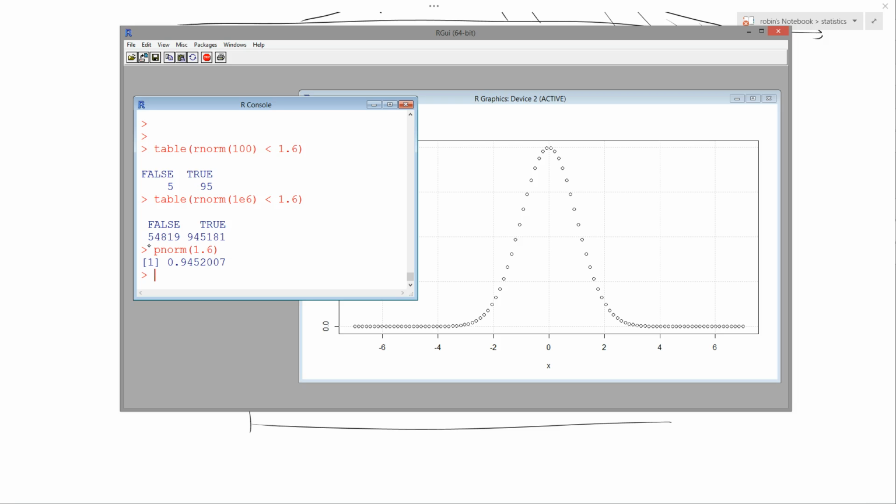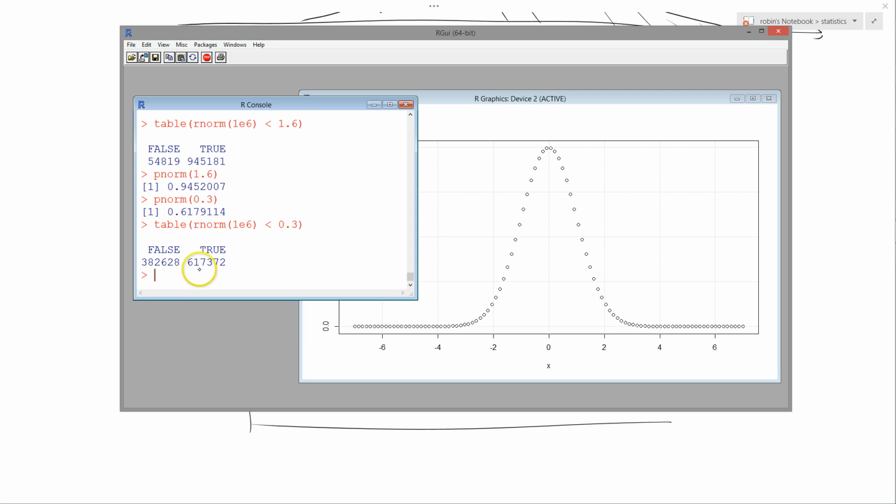Let's try another value. pnorm of, let's say, 0.3. Let's try that. That says 61%, and of course if I do the numerical example, with 0.3 here instead of 1.6, we should be getting 6179. We get 6173. It's pretty close, and of course it's not exactly right because we've got random variability. Okay, so that's how pnorm works.